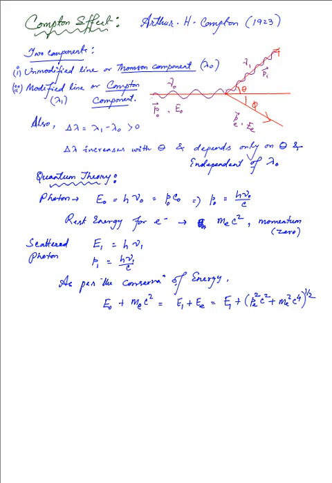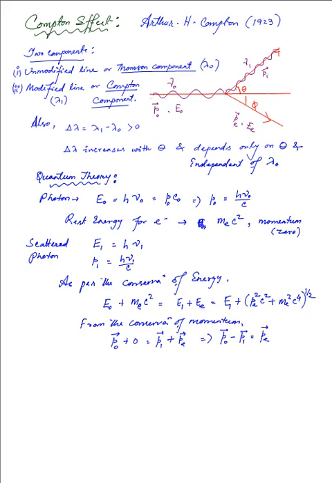Now, as far as the conservation of momentum is concerned, we have the initial momentum of the electron to be zero, so we are only having the momentum of the photon, which is P0, as indicated in the figure. And we have P1 plus PE to be the final momentum of the system. So what we get from here is P0 minus P1 is going to be PE.